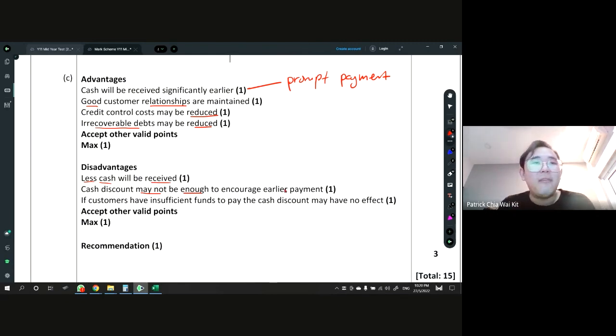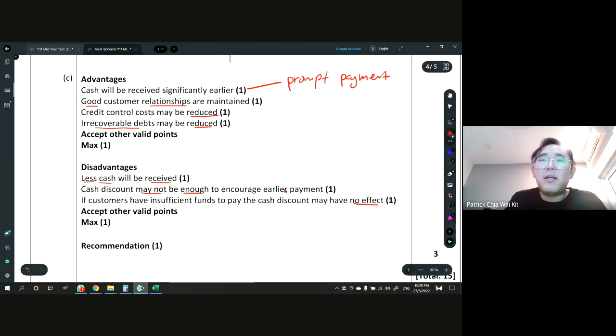After that, if the customer has insufficient funds to pay, the cash discount may have no effect. Because if I have no money, you offer how much also no use, unless you offer 100%. But nobody will do that. So if I have no money, I just can't pay you. It has no effect on anyone that has no money. Any other disadvantages that make sense, you can put in and also get the marks.